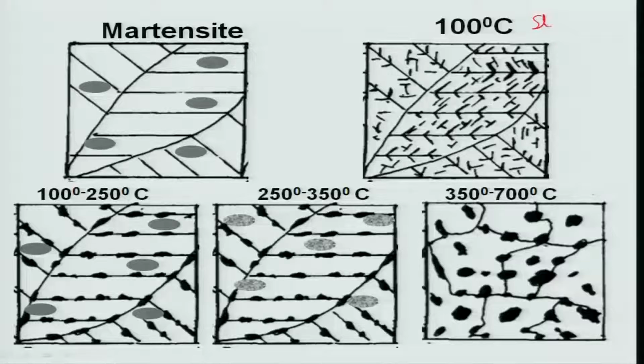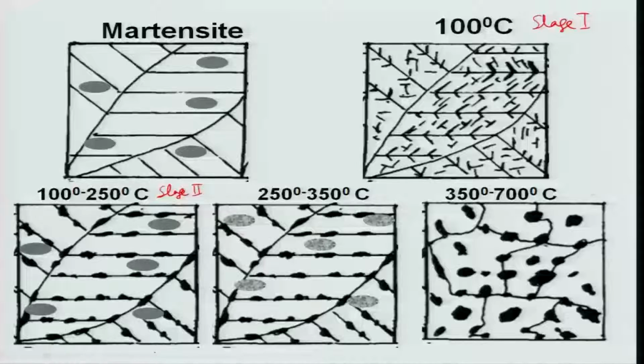Now, this is known as stage 1, as I have written here, stage 1, 100 degrees Celsius. The second stage normally happens from 100 to 250 degrees Celsius. This is the stage in which a new phase forms, and the name of the phase is epsilon carbide. As you know, cementite is also a carbide. It is a compound of Fe3C, iron 3 carbon, a very fixed stoichiometric compound.